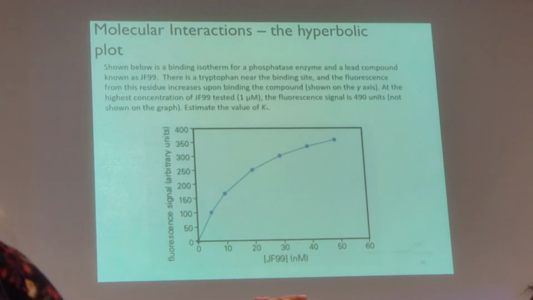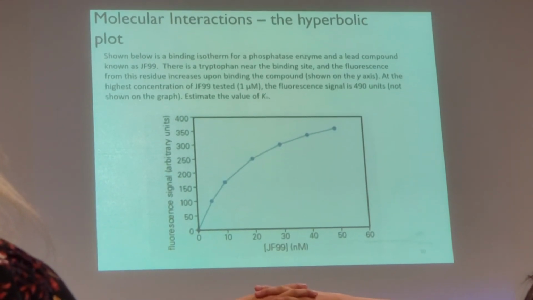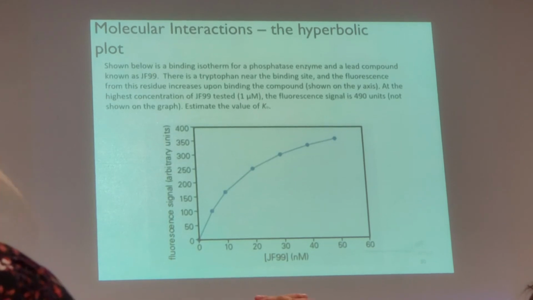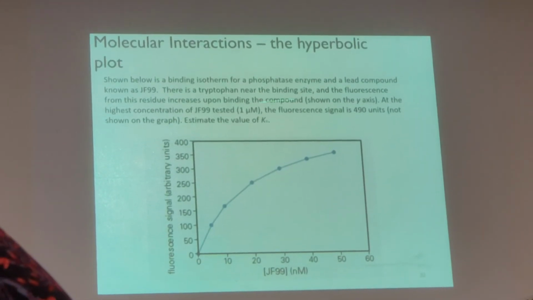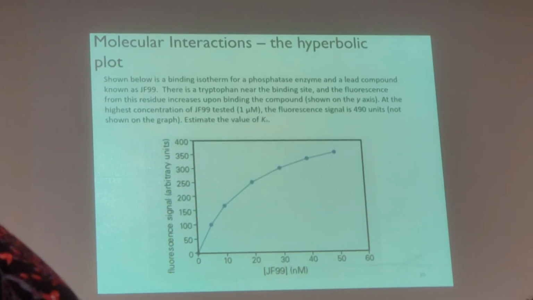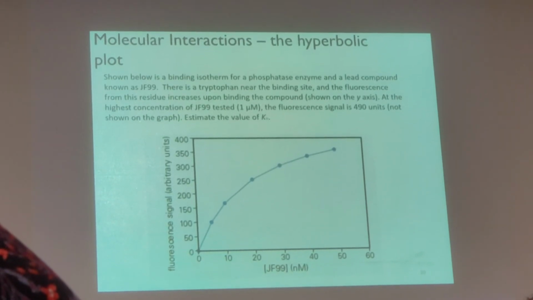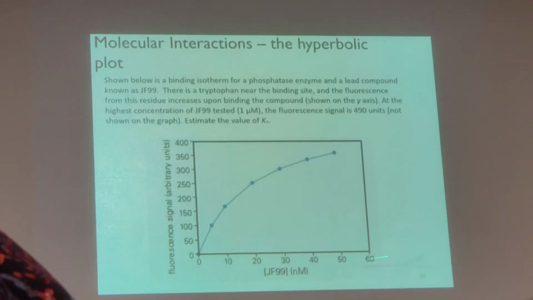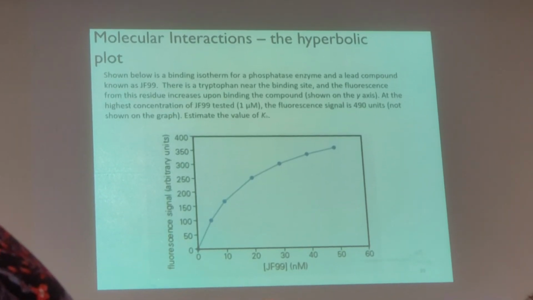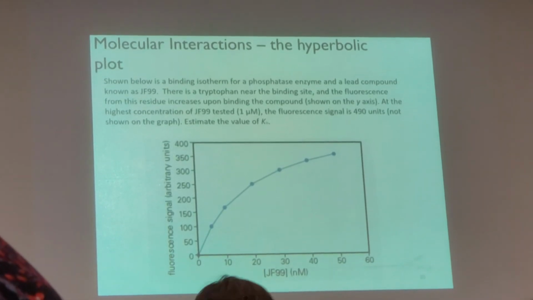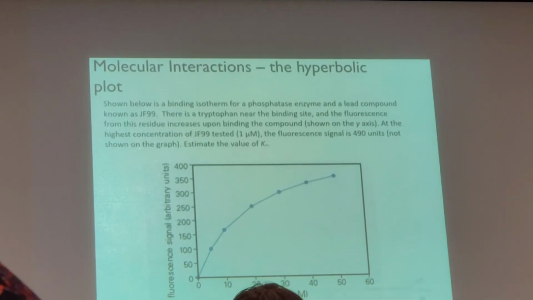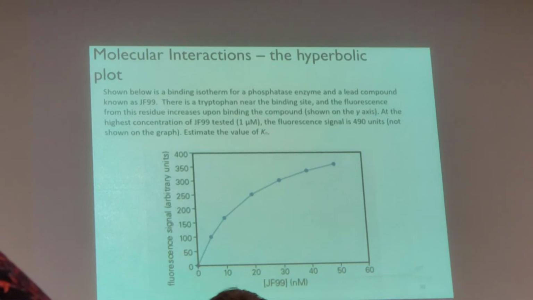There's a tryptophan near the binding site. Tryptophans fluoresce, by the way, and they're very environmentally sensitive in terms of fluorescence. That tryptophan will increase fluorescence when the compound binds. So the plot looks something like this. Here's JF99, here's titrating my drug, here's my fluorescence response. It's not radioactivity anymore; I'm using a different technique to measure it. So here's the binding curve.